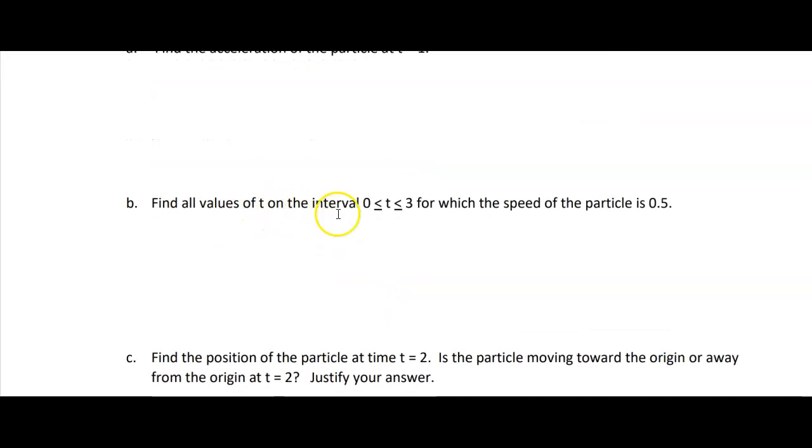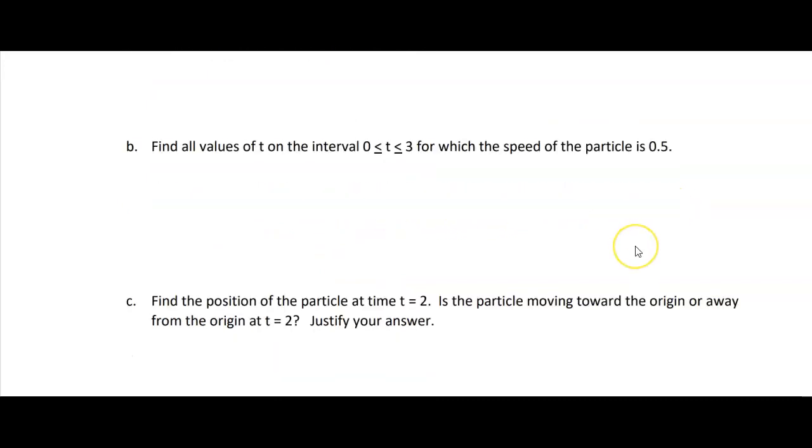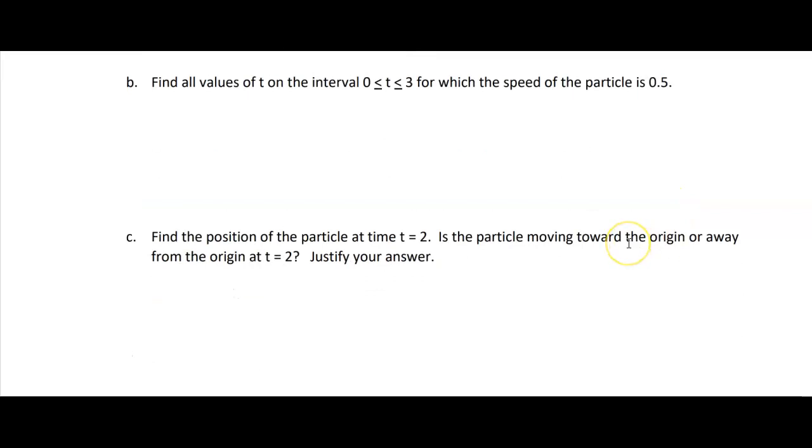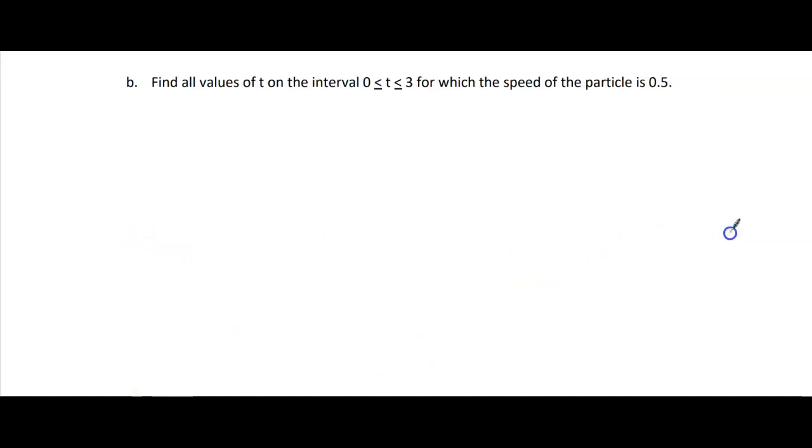Find all values of t on this interval where the speed of the particle is 0.5. Ah, yes, okay. We had one like that on our FRQs that we went over today. You guys are probably thinking, man, Mr. Bailey, it'd be nice if you'd have shown that to us then. Sometimes you're just going to have to learn how to think outside the box a little bit.